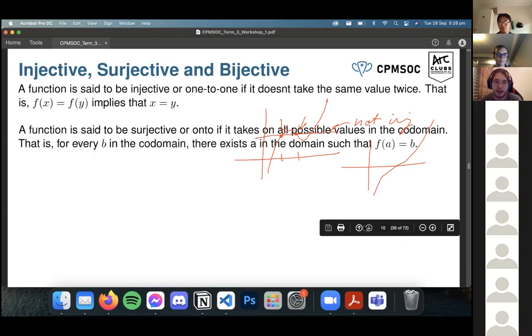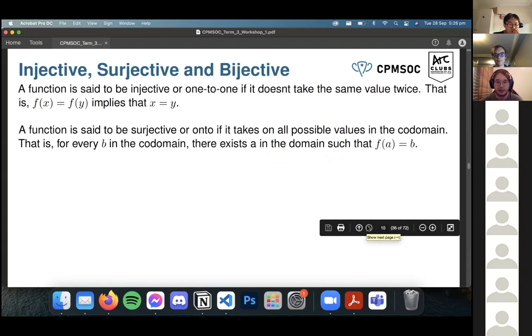The next thing we're going to look at is surjectivity. A function is said to be surjective or onto if it takes all possible values in the codomain. So when you're defining functions, you write them as f maps some set 1 to set 2. And what surjectivity means is that no matter what you look at in this set here, you can always find something that maps to it.